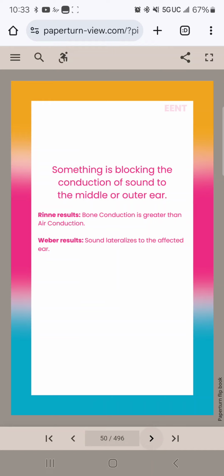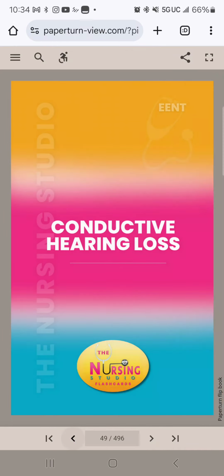Something is blocking the conduction of sound to the middle or outer ear. Rinne results show bone conduction is greater than air conduction. Weber results, sound lateralizes to the affected ear. What are we thinking? Conductive hearing loss.